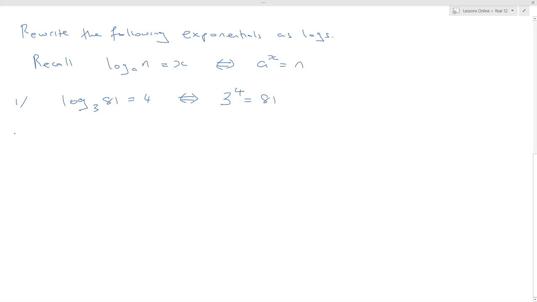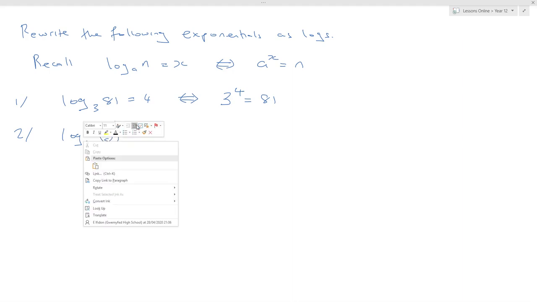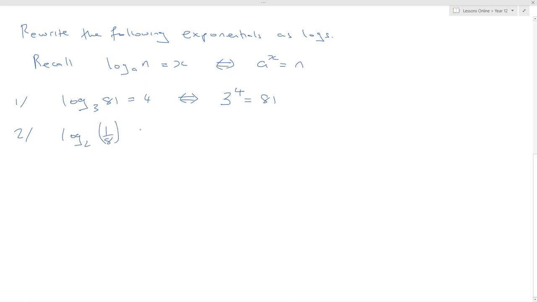And one more example on this. Example 2, log to the base 2 of 1/8 is equal to -3. So we could write that 2 to the power of -3 is equal to 1/8.